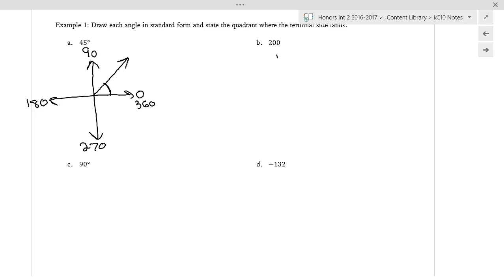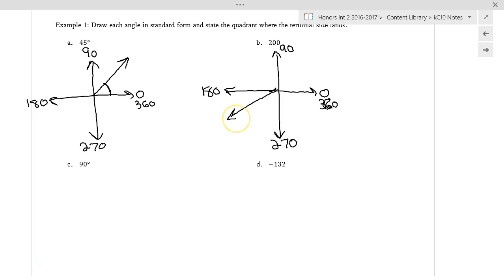For 200, same type of thing. It's positive. So I'm going to start going around counterclockwise. 0, 90, 180, 270, I get back to 360. I can keep going around. Where is 200? Well, 200 is between 180 and 270. It's a lot closer to 180 than it is to 270, though. Now we'll go around this way.